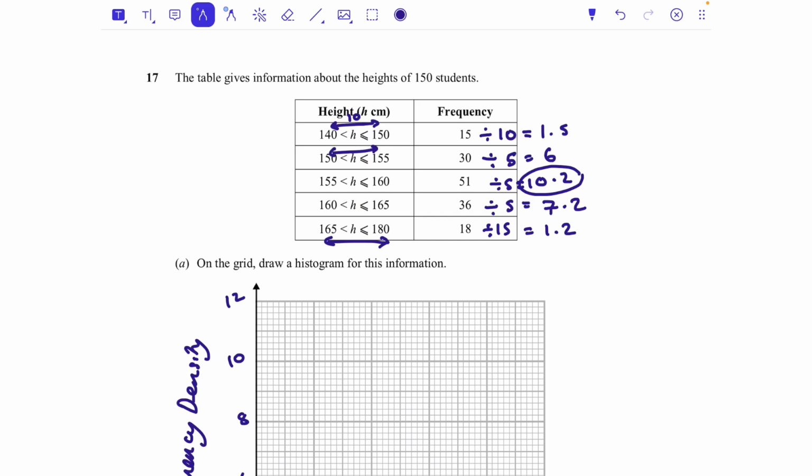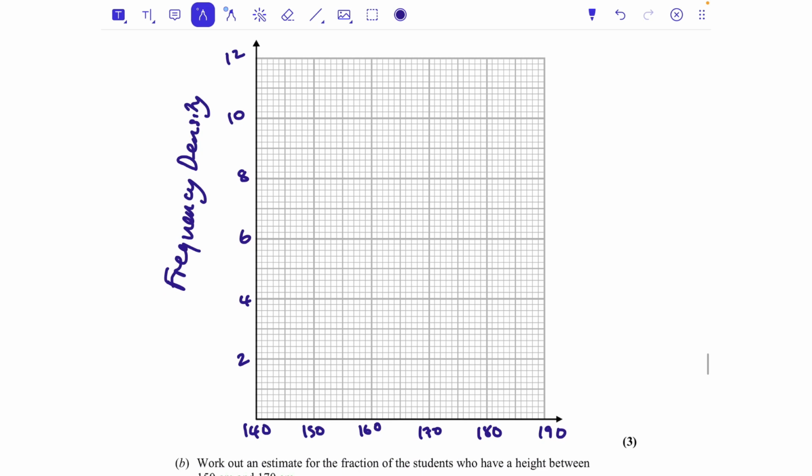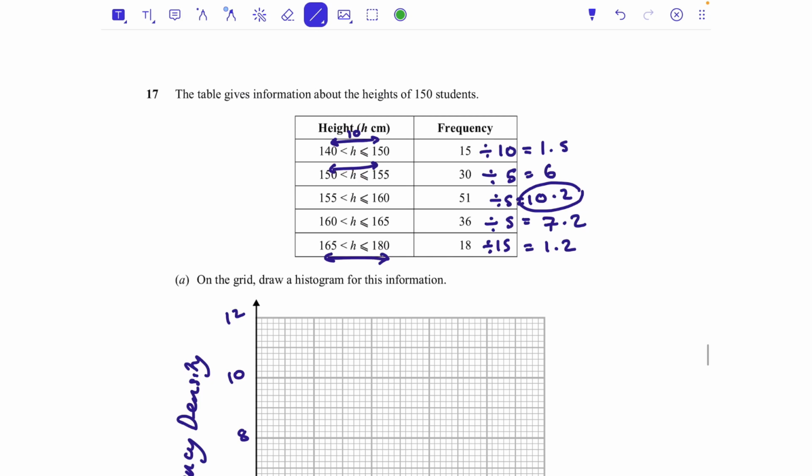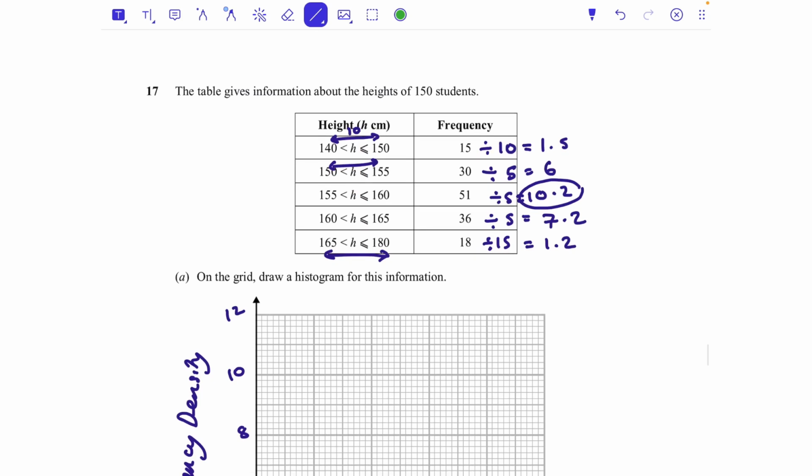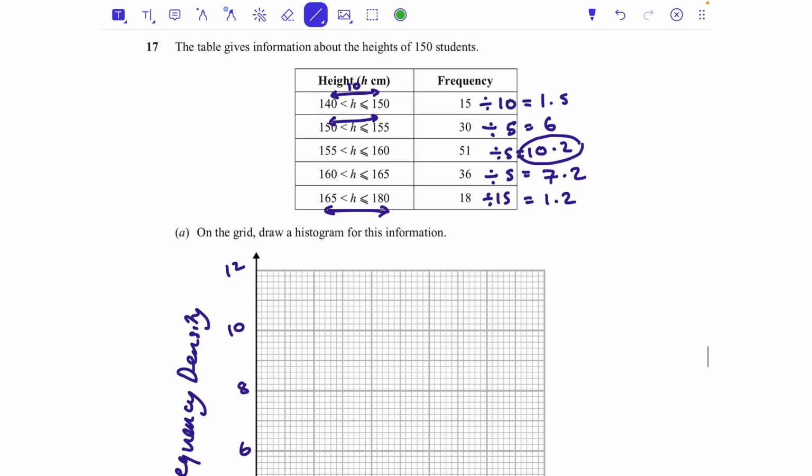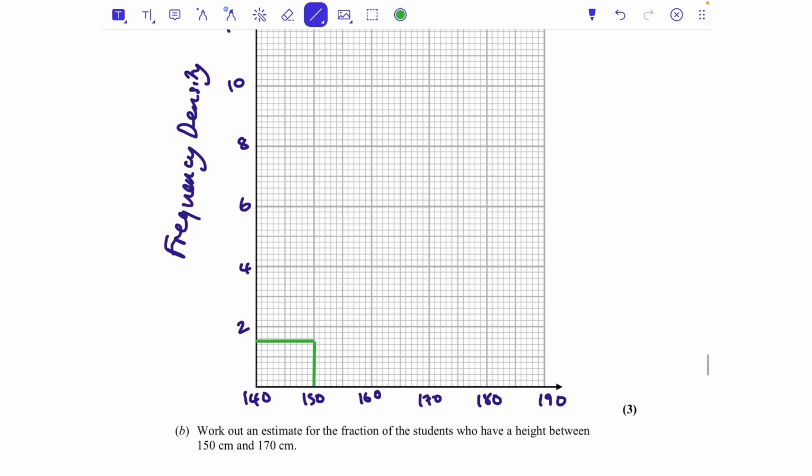and that's going to be plotting up the side to make sure that the area of the bar is equal to the frequency. So for the first category, 140 to 150, we need to go up to 1.5. I'm going to use my straight line tool here. So 140 to 150, we go up to 1.5, which is about there, and that's going to make sure that that bar has an area of 15. So the area of the bar is equal to the frequency, base times height. So then for the next one, we need to go up to 6, and it's 150 to 155. So notice that this bar is only 5 wide.